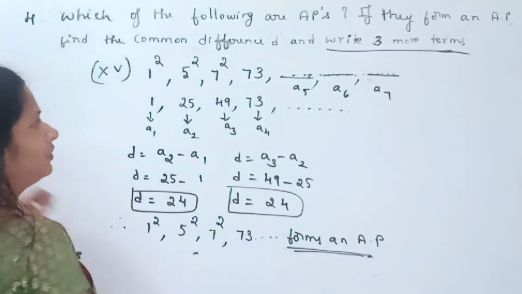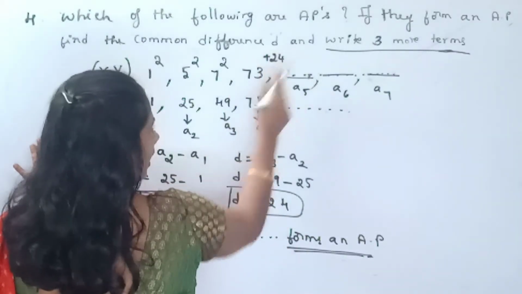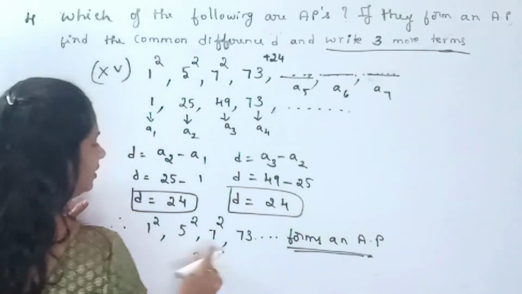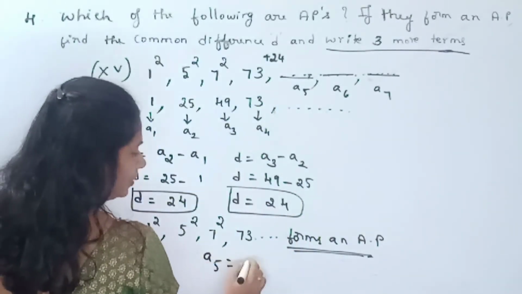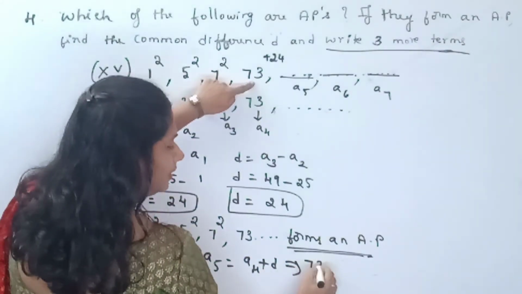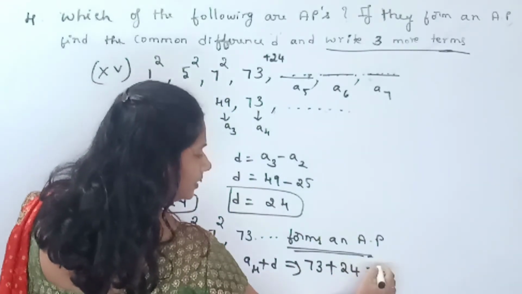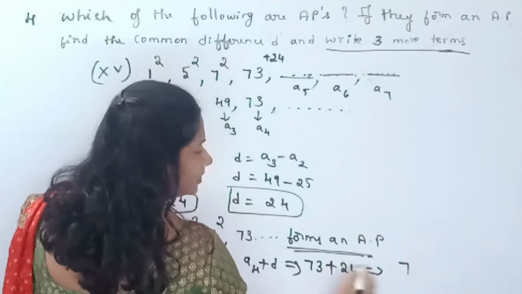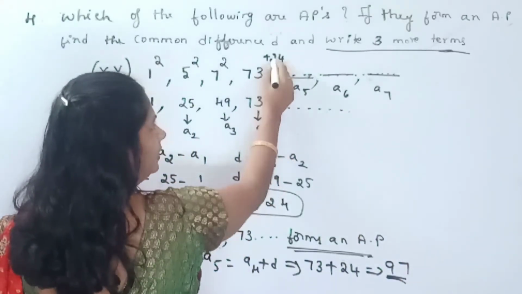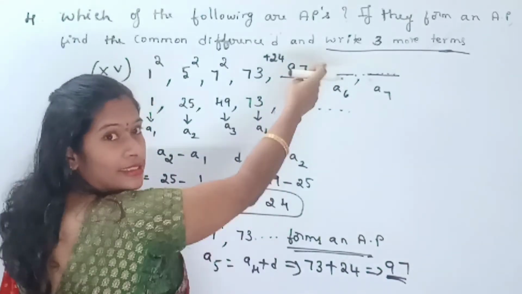How will you find the 5th term, children? Add the common difference to the 4th term, you will get the 5th term, isn't it? I will write here A5 equal to A4 plus D. What is our 4th term? It is 73. Plus add the common difference. The common difference is 24. So it is how much? 97. So our 5th term is 73 plus 24, it is 97.